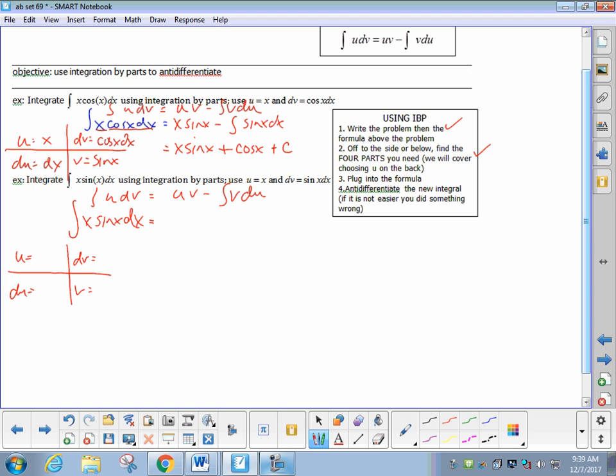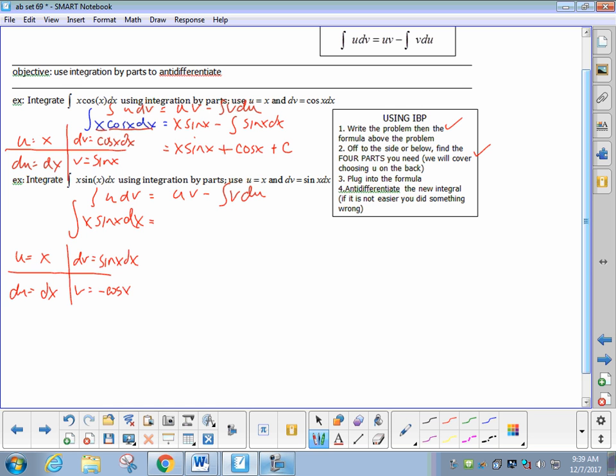Okay, so I'd ask you what's u and dv, but that's obvious, they're given to you. So u is x, dv is sine of x dx. In a true problem on the homework, those would be told to you. You would make that choice, and we'll talk about that on the back, okay? If u is x, then what's du? dx. And if dv is sine of x, then v is cosine or negative cosine?